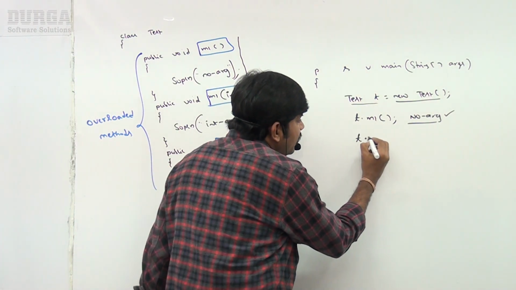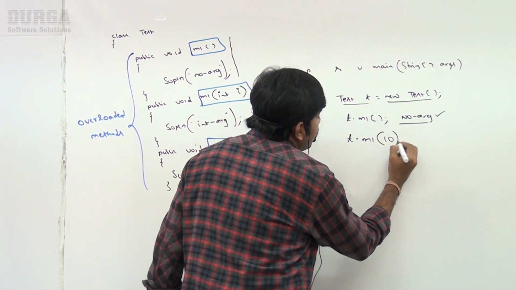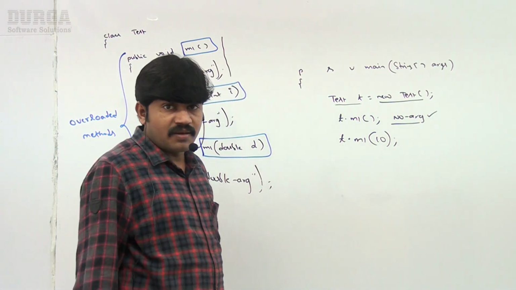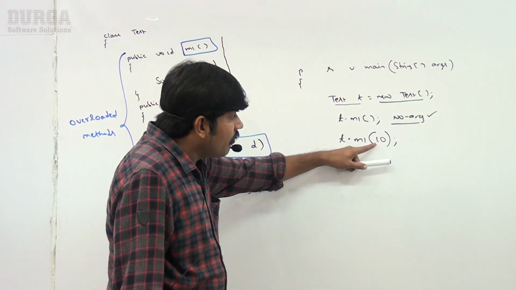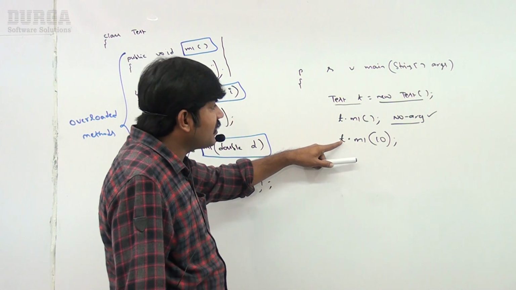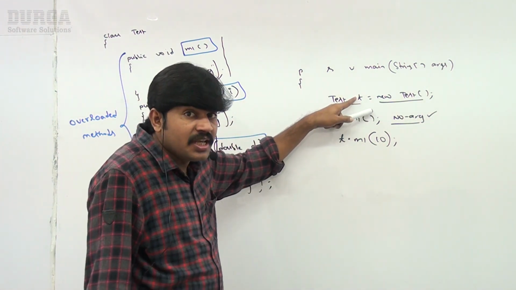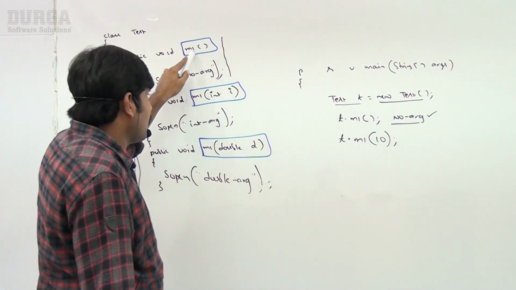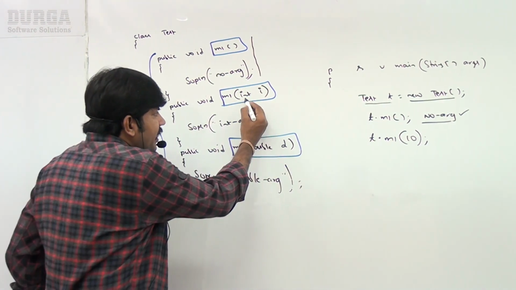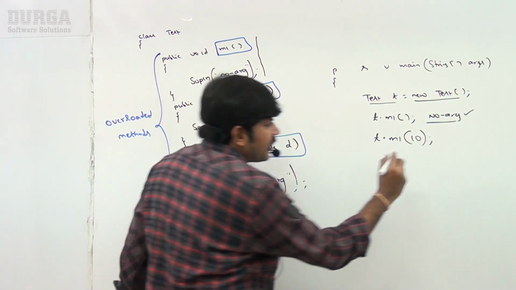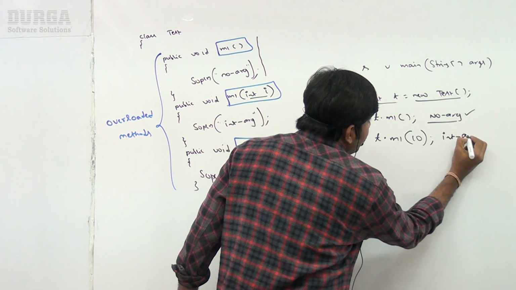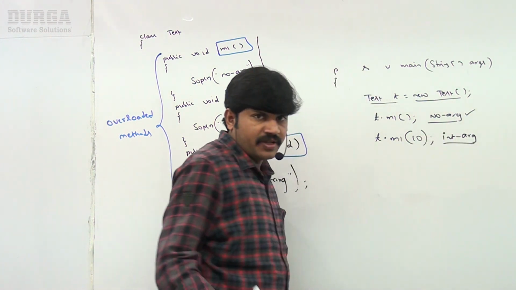Okay, well. Now t.m1(10), by passing 10. Sir, you are calling m1 on t. t is what type? Test type. In the Test class, the m1 method which can take an int type as the argument is going to get the chance. That's why the int-arg method will get the chance.